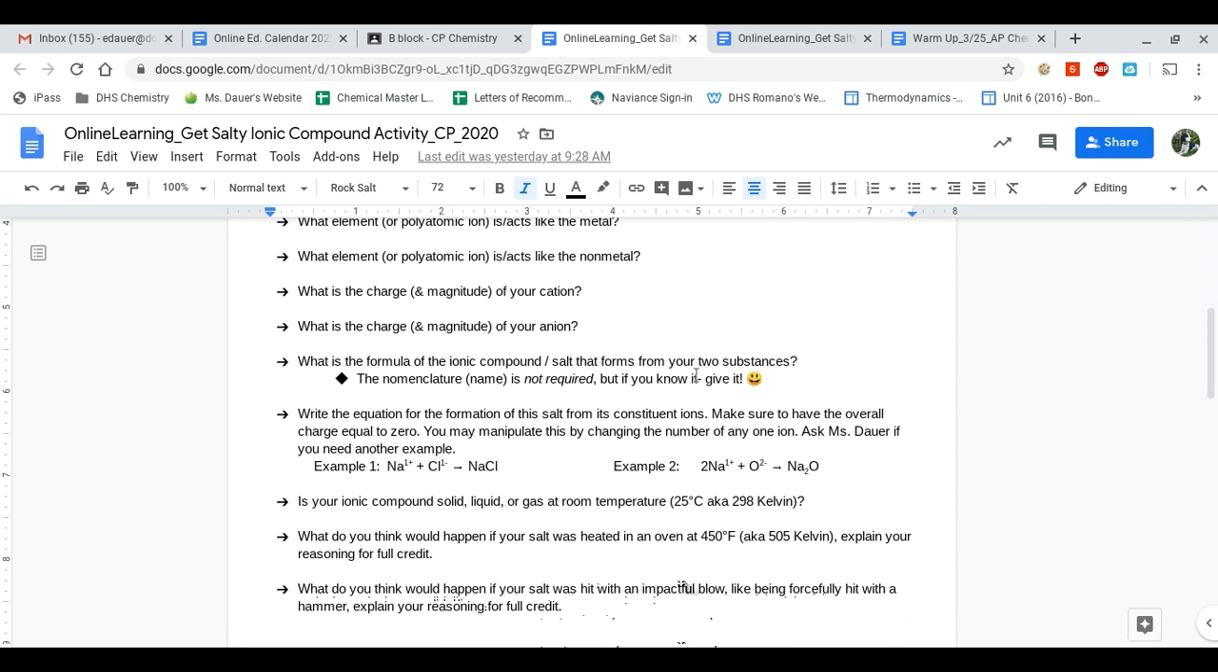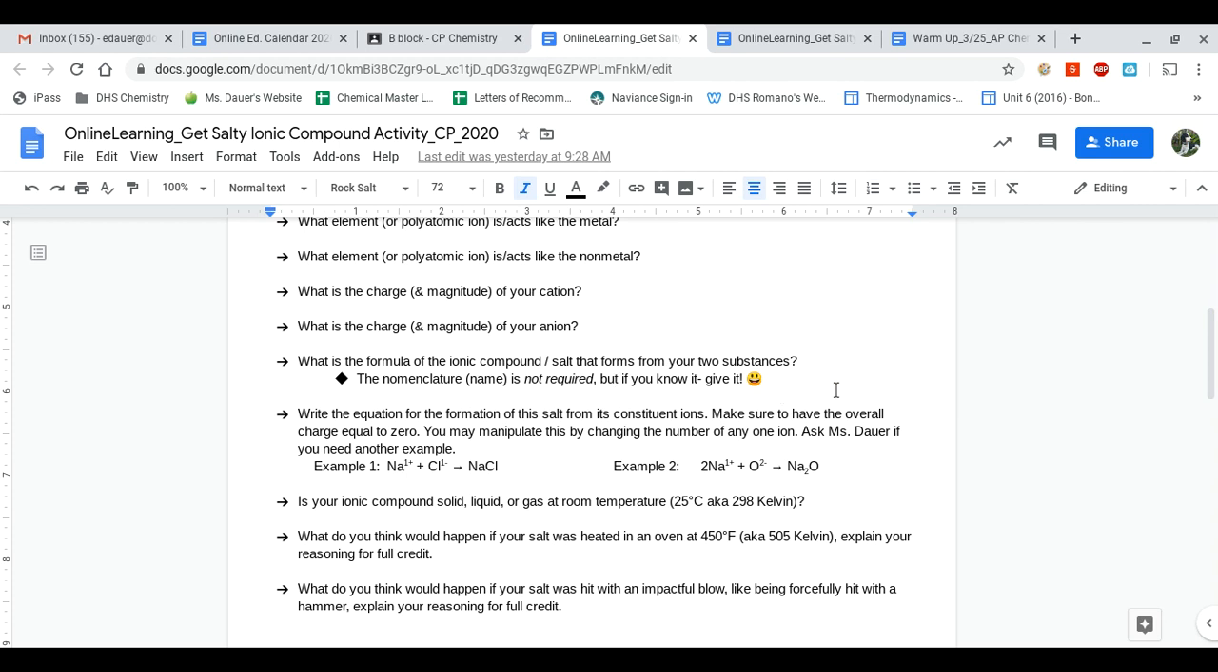Next, what is the formula of the ionic compound or salt that forms from your 2 substances? So all ionic compounds are salts. That's why we're kind of calling this the Get Salty poster. We know ionic compounds have to be neutral overall. So coincidentally, 1 atom of each may create this neutral compound, or you may need more than 1 atom. There are a few examples we looked at in our guided notes, as well as if you go back into the Chapter 5, Section 2 PDF of your textbook, you'll see a few more. But we know that it has to be neutral overall. That cation has to balance out your anion.